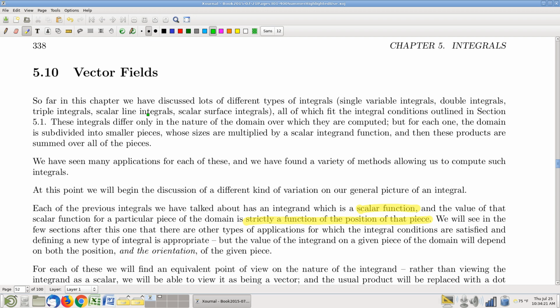The integrand of these new kinds of integrals that we're going to start working with tomorrow, now think about it, the integrand is going to be something called a vector field. So I've got to be able to tell you what a vector field is so that we can do business with vector fields. We're going to define a line integral over a vector field, and we're going to define a surface integral of a vector field as well tomorrow. Okay, so what is a vector field?